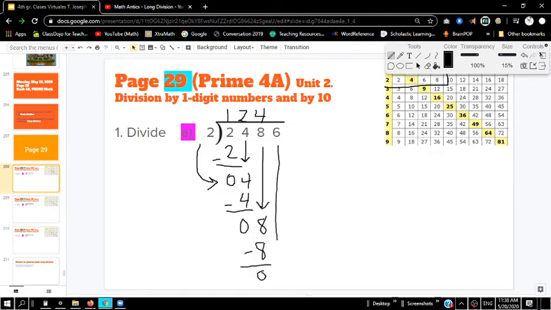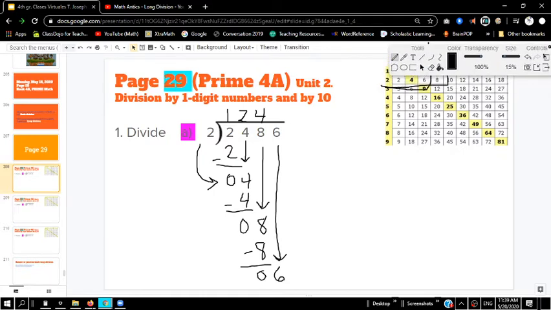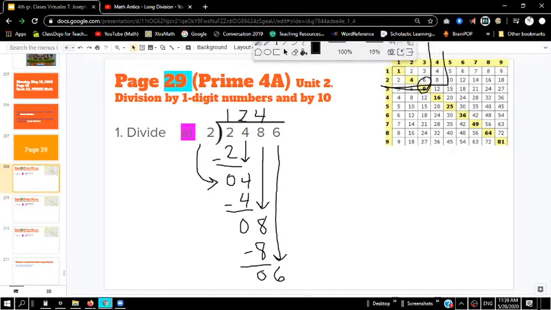And I'm going to bring my next number down. How many times does 2 go into 6? Well, 2 times 3 equals 6. So 3 goes in my answer blank. 3 times 2 is 6. I subtract, and I come up with 0. There are no more numbers to come down into my answer, so I am finished.